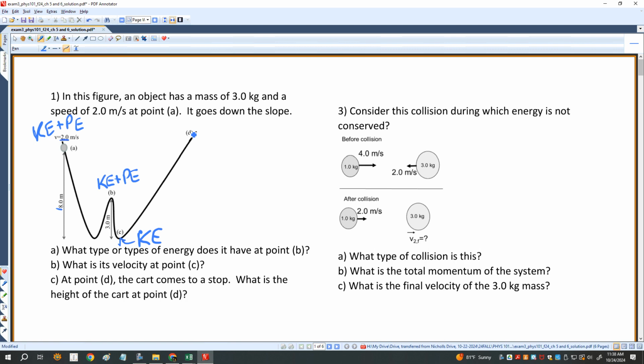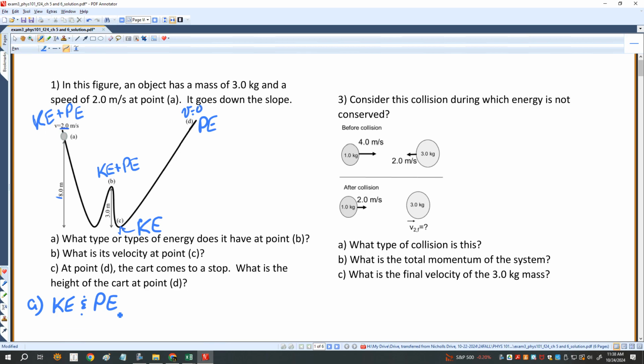And then up here at D, I'm told a little bit later that it comes to a stop, so V is equal to 0 here, so I only have potential energy. And remembering the conservation of energy, all of these values have to be the same. So for part A, what types of energy does it have at point B? Well, it has both kinetic and potential because it has a height and it will have a speed.